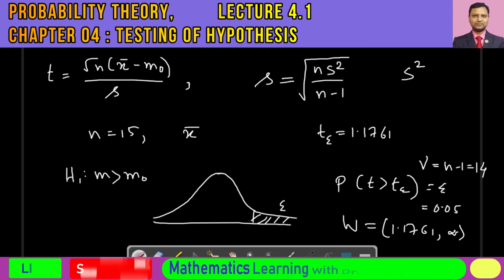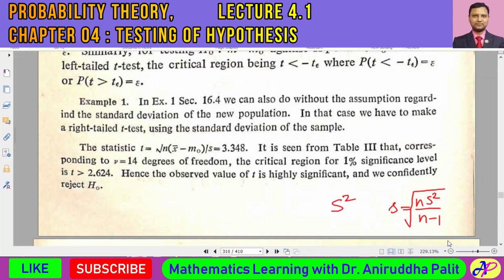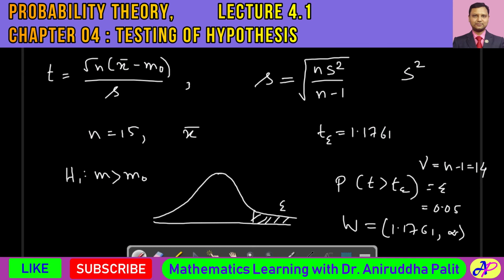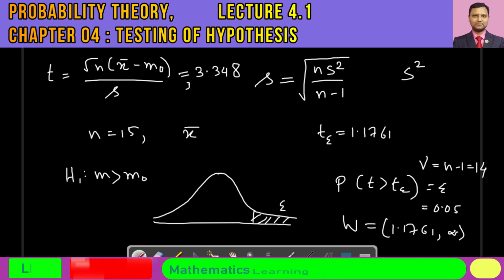This was the critical region, 1.1761. And we got this value 3.348. So this value of the test statistic is equal to 3.348. I am performing the test with 1% significance level.